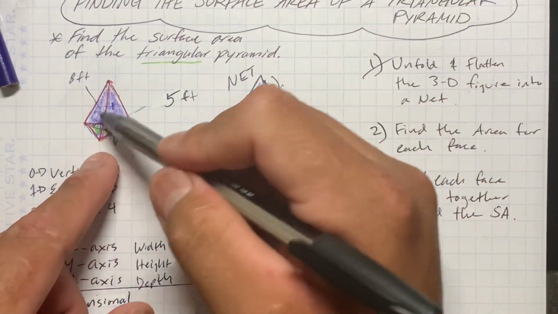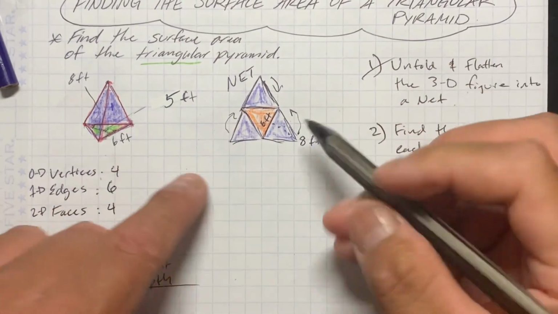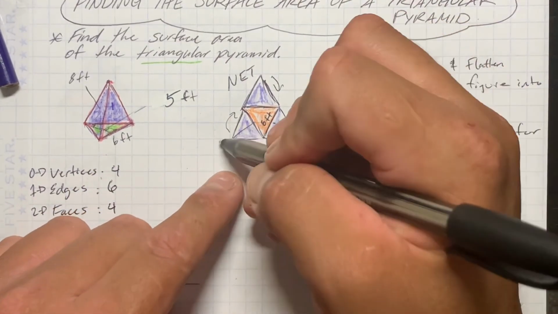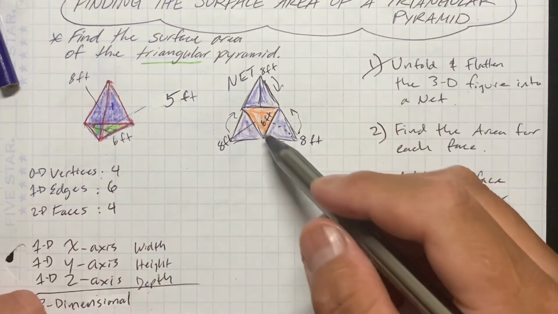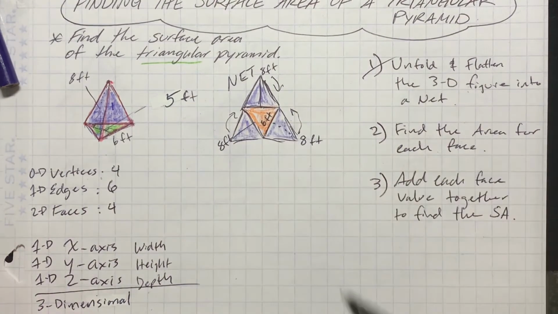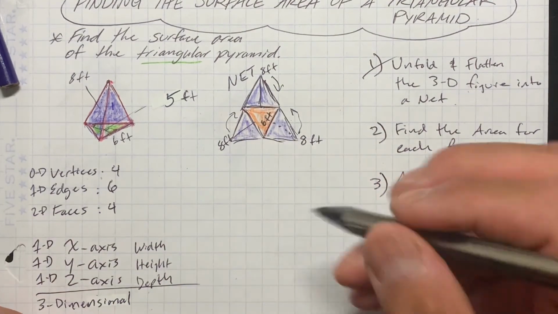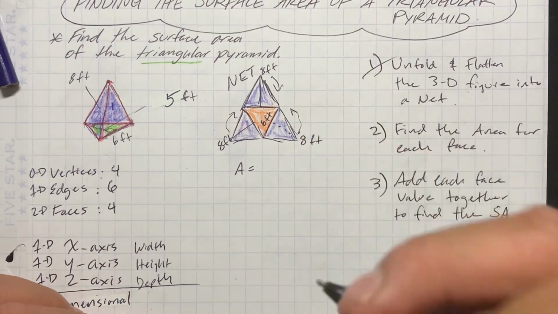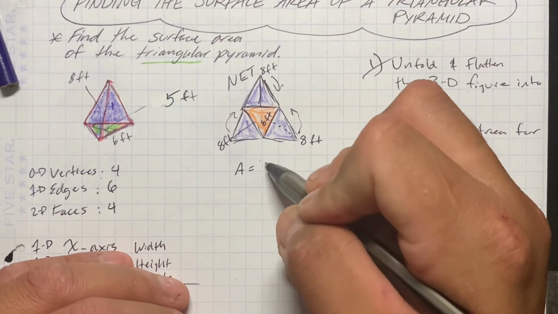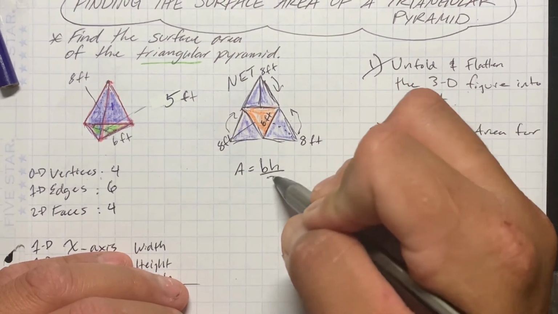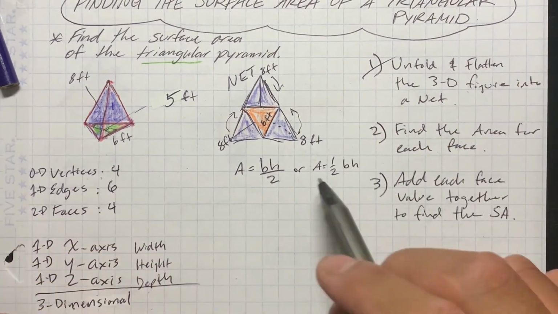All right, so we do know that the base here is 6 feet, and the height is 8 feet. So we know that these lateral faces, they are 8 feet tall. And the base value for each base is 6 feet. All right, so this geometrical shape is a triangle, so we're going to use the triangle area formula. Got tongue twisted there. So area equals base times height divided by 2, or you could use area equals half times the base times height. Basically, it's the same thing.